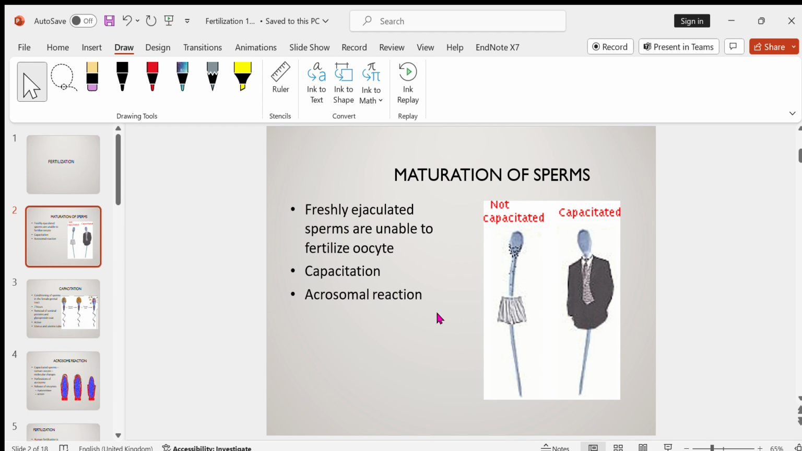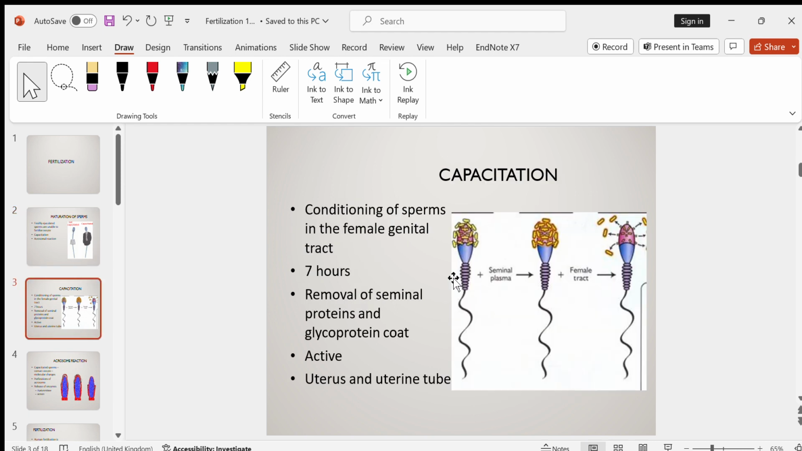So what happens in capacitation is that the proteins on the surface of the sperm are removed. Capacitation is basically a period of conditioning that occurs in the female genital tract. It lasts as long as 7 hours. If a sperm reaches the egg earlier than this time duration, it is of no use because it won't be able to fertilize the egg.